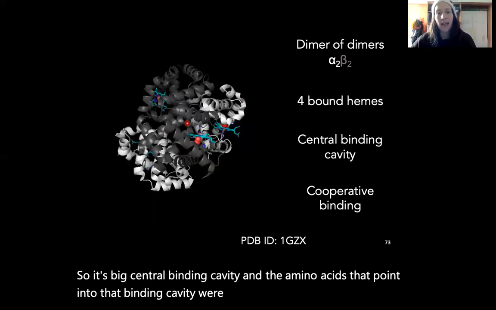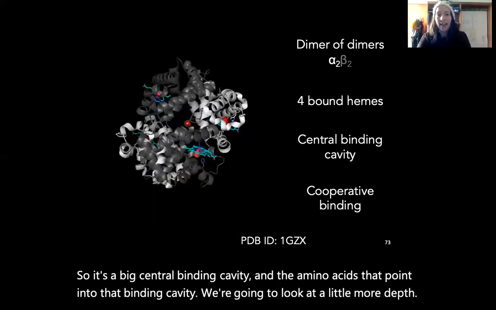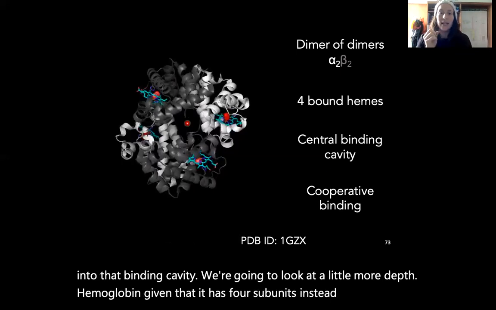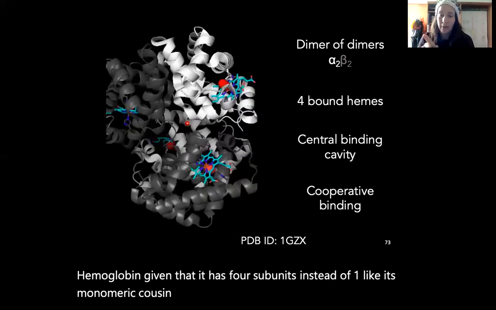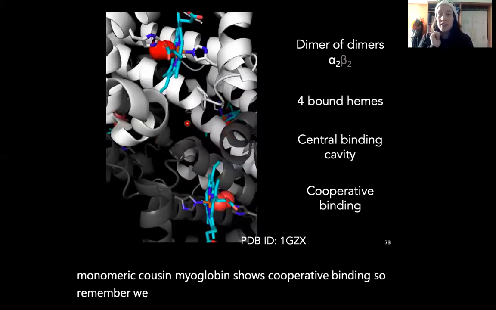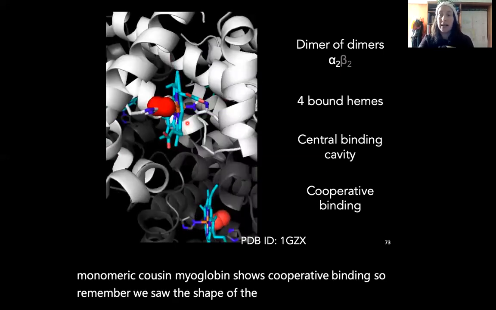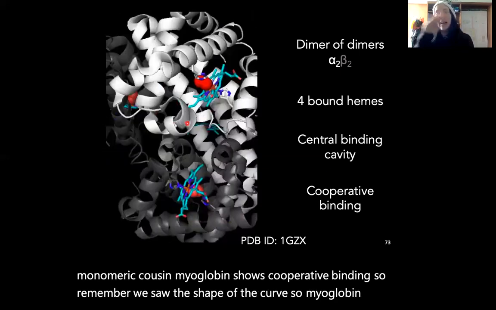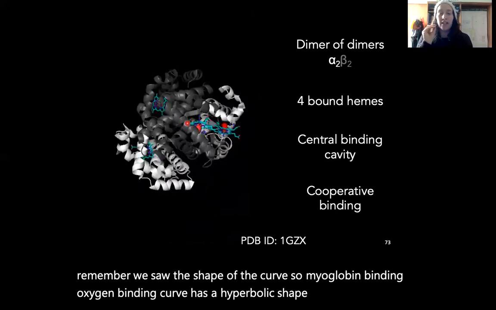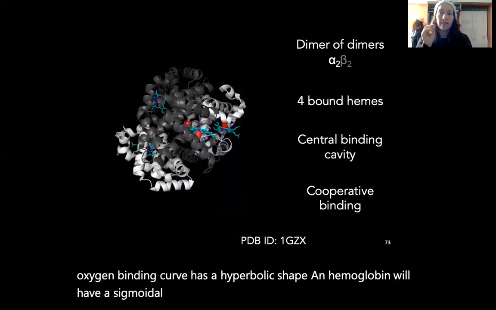Okay. Hemoglobin, given that it has 4 subunits instead of 1 like its monomeric cousin myoglobin, shows cooperative binding. So remember when we saw the shape of the curve? The myoglobin oxygen binding curve has a hyperbolic shape, and hemoglobin will have a sigmoidal shape. So hemoglobin shows cooperative binding.